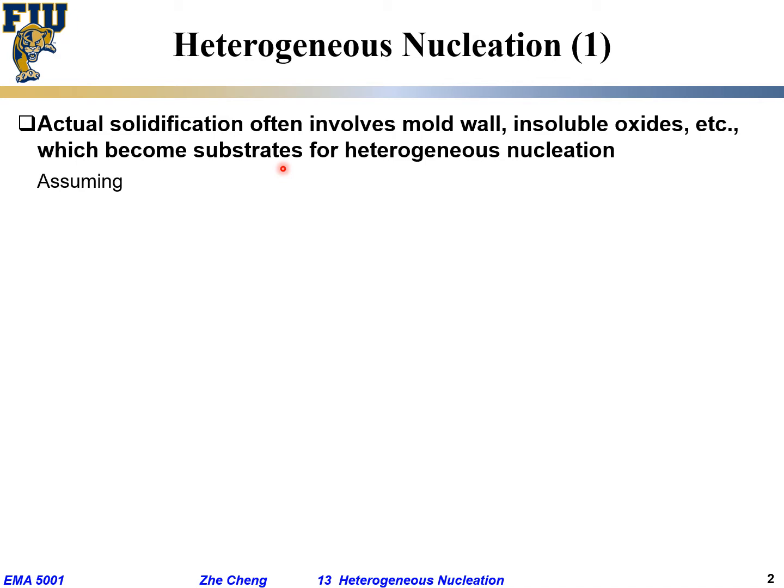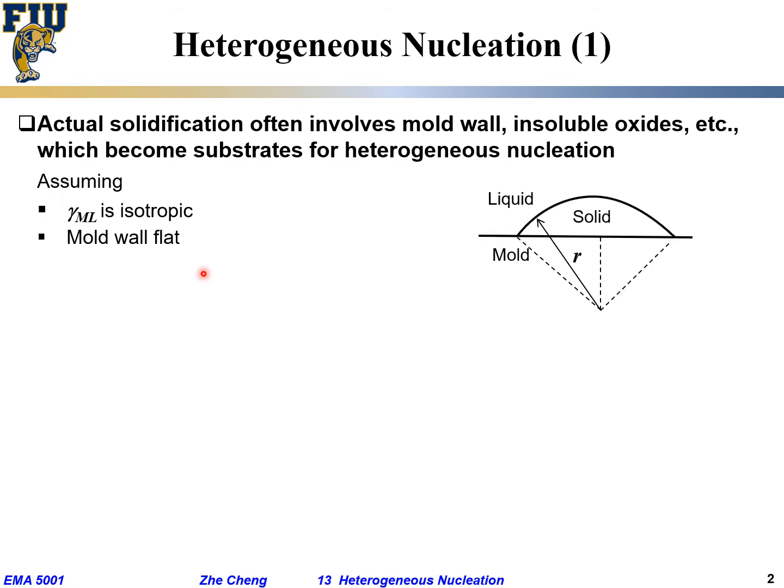And if we simplify, we want to simplify it to understand. If we assume the interfacial energy gamma between M, for the mold, which is quite often a type of heterogeneous site, and the liquid is isotropic, which means it doesn't depend on orientation, and if we assume our substrate or mold is flat, horizontally flat, the local radius of curvature is infinity, curvature is 0. We would have something like this, right?